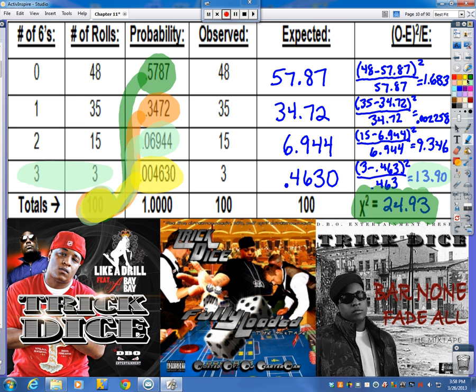Now, what was the least unexpected thing to occur? Well, that would have been this 0.002258. We rolled 35 single sixes when we expected to roll 34.72. So this is the closest thing to what we expected to truly happen, assuming the dice were fair.